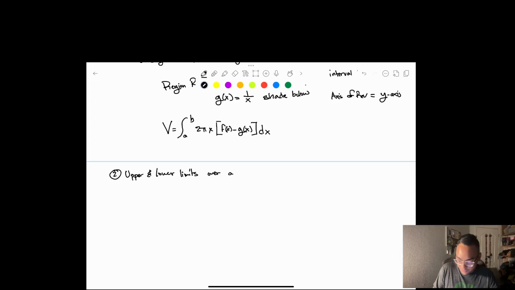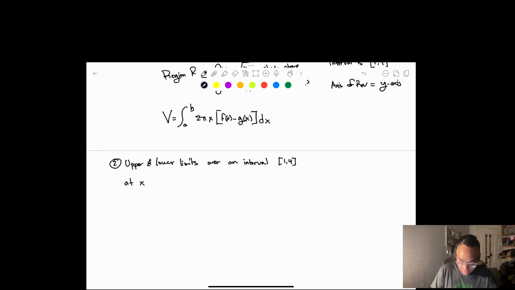Over an interval 1, 4. So at x equals 1, basically what we're going to do is plug it into the two functions that we have. So f of 1, we plug it into the square root of 1, because that's our function right there. It's going to just equal 1. And if we do the same thing for g, so g of 1, we plug it into the function, 1 over 1 is going to equal just 1.